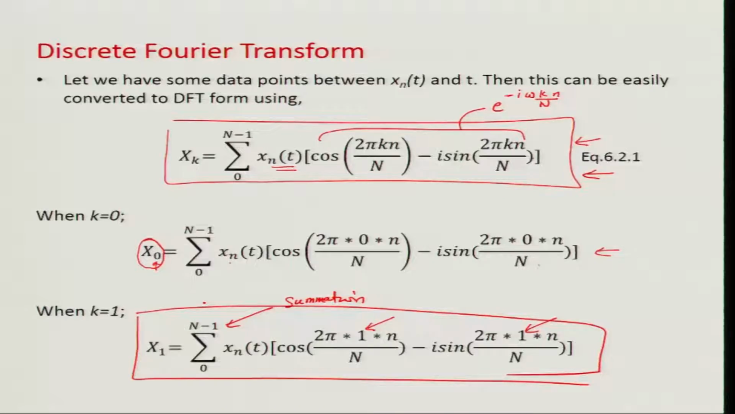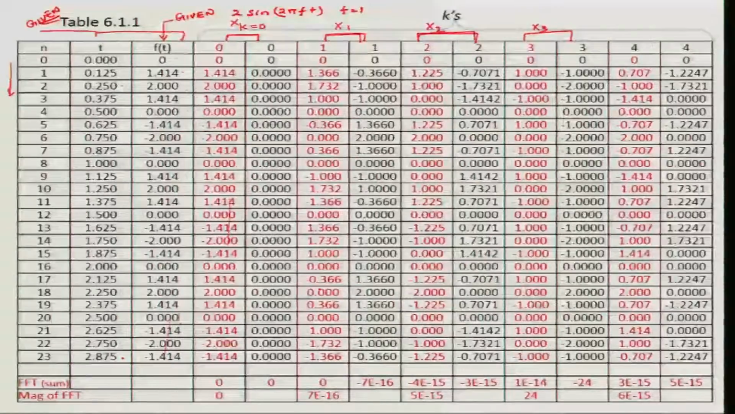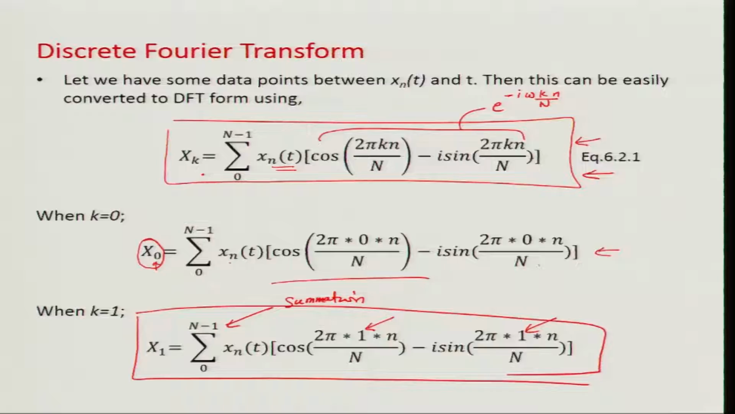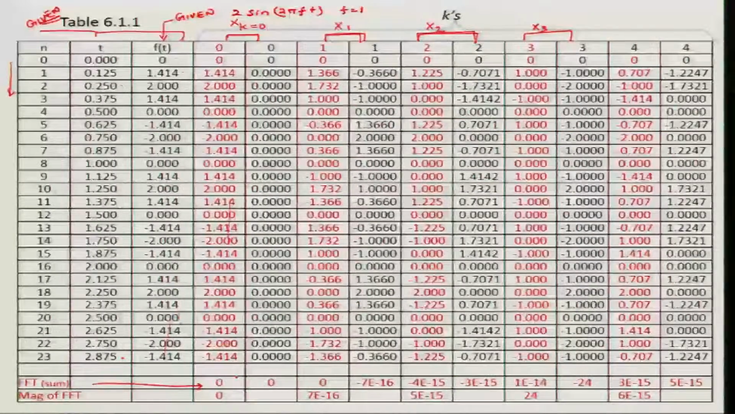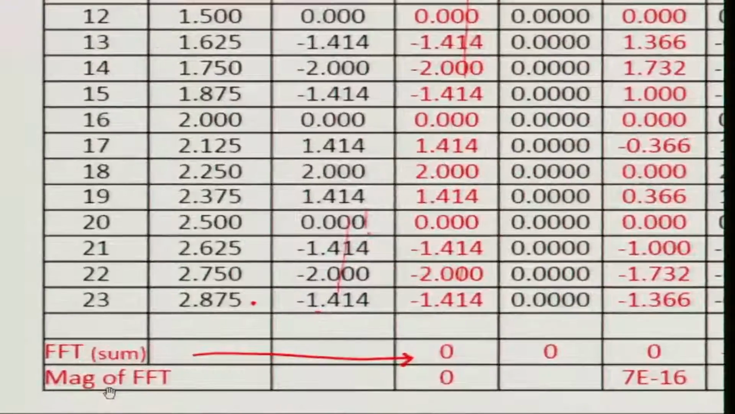What is the individual component? If n is equal to 1, then when I put n is equal to 1 in this expression, I get the first component. So, these are the individual components, and this is the sum of the entire column. The sum of the entire column corresponds to this operation, and then finally I get the magnitude of FFT.